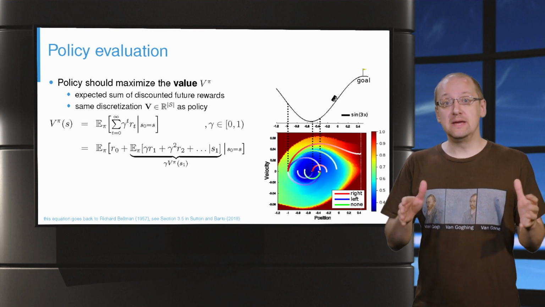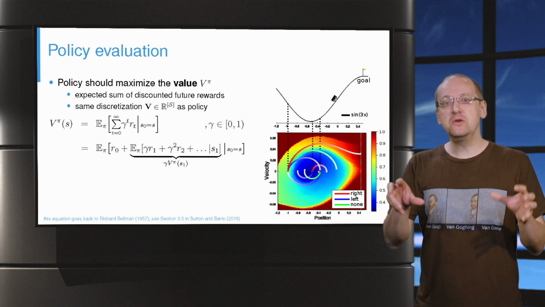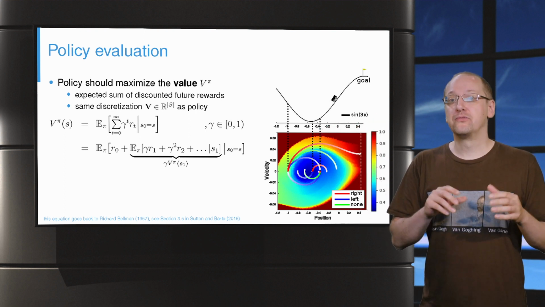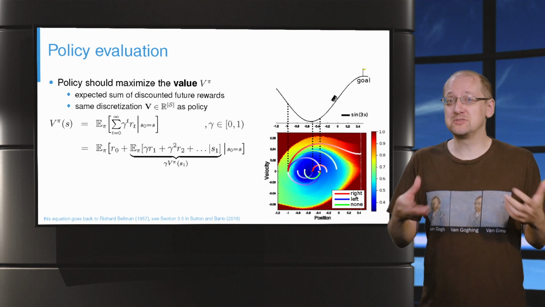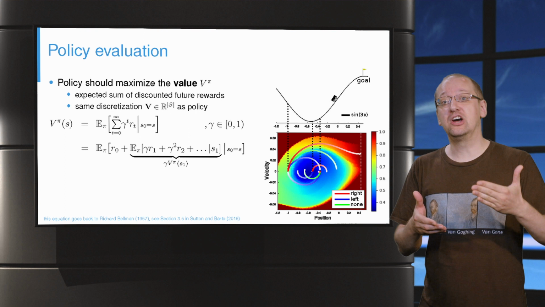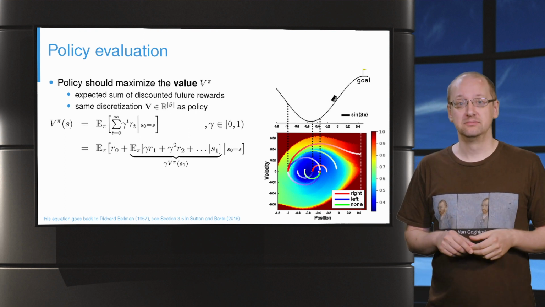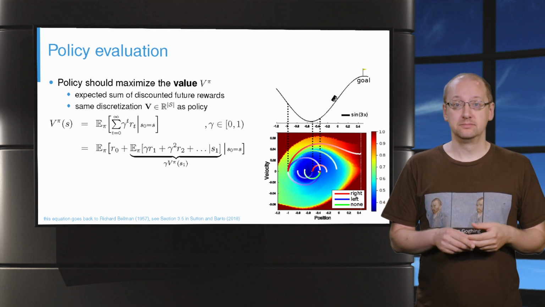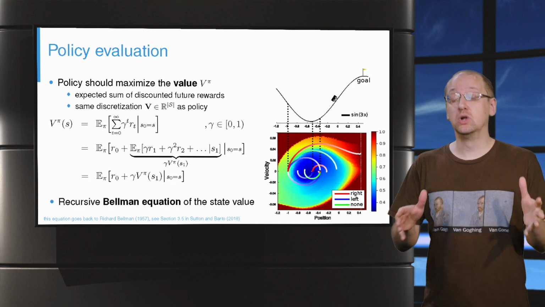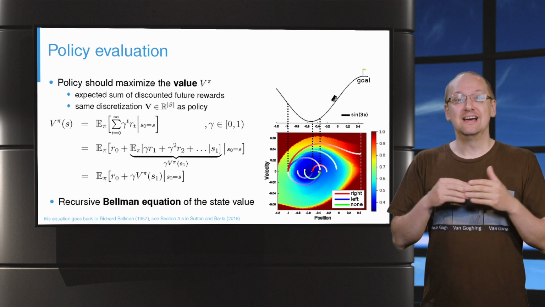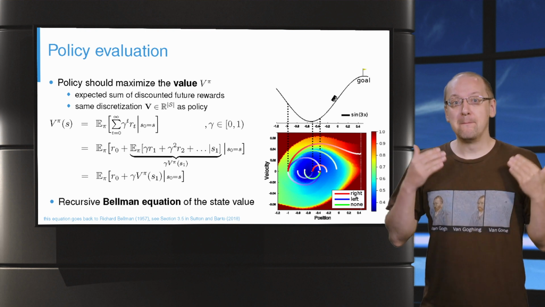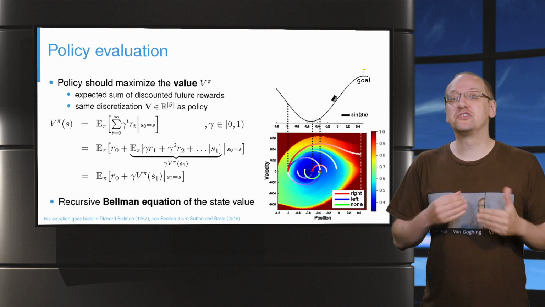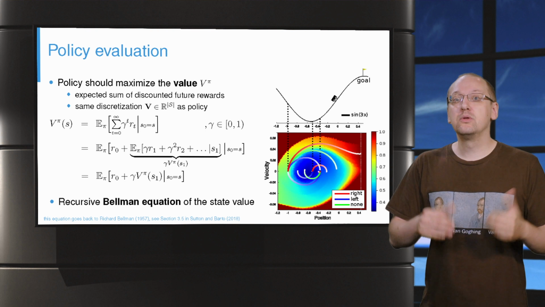Now, we can reformulate this definition by taking out the first reward R0. Note that the remaining reward from R1 to infinity is still an expectation over the entire future, just starting from the next state S1. We can therefore replace it with gamma times the value of S1. This is cool. It allows us to formulate the value as the recursive Bellman equation. A function that fulfills this equation will tell us how much reward we can expect if we follow the associated policy.